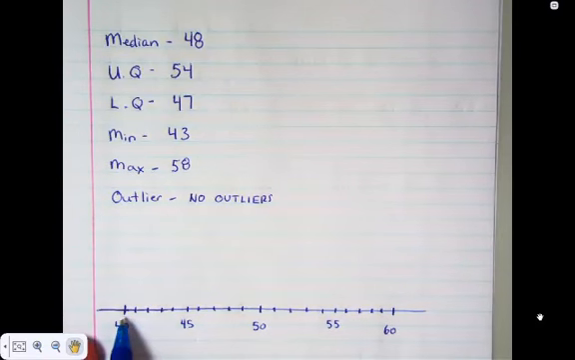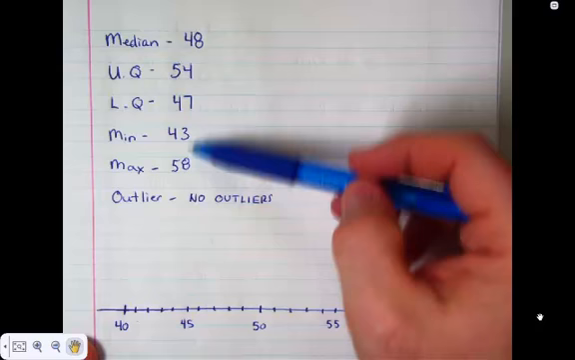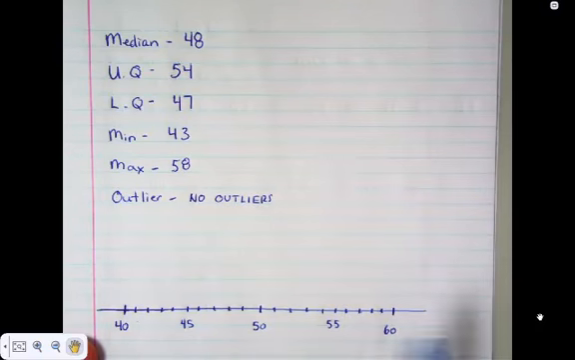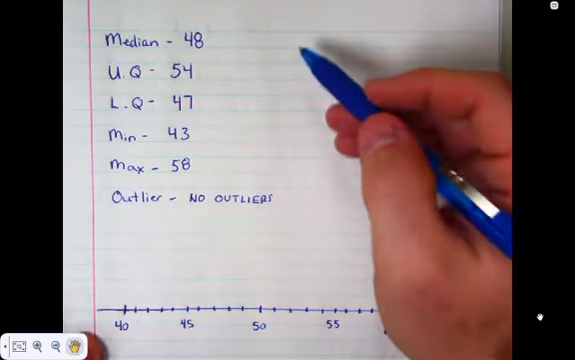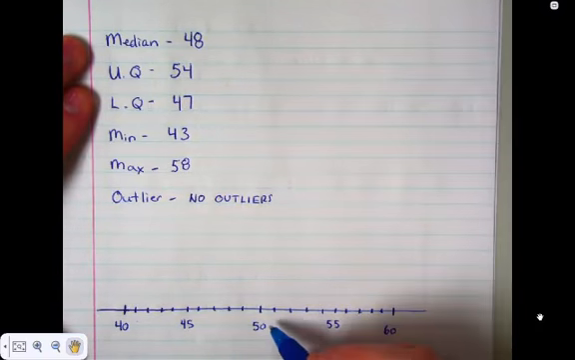I'm going to put a number line down here. Okay, and I knew that my smallest number was right around 43, so I'm going to go to 40. And I knew my biggest number was right around 60, so I went up to 60, and I divided everything up nice and evenly. Okay, so we're going to take the median, the upper quartile, and the lower quartile, and I'm going to actually put marks right at those points.